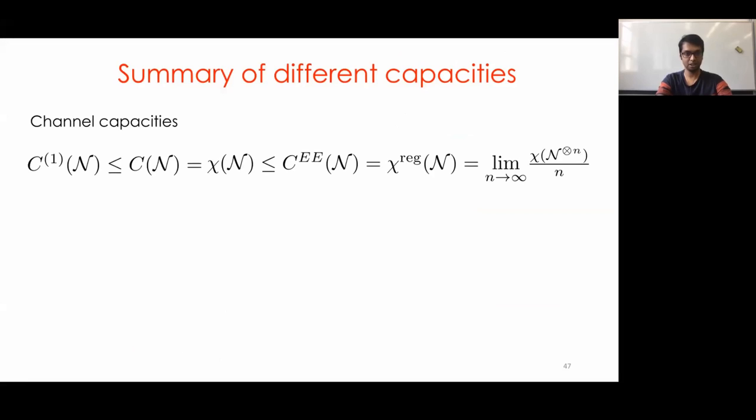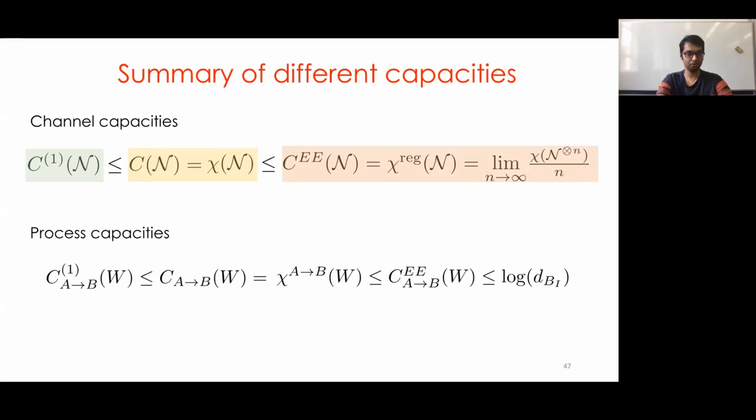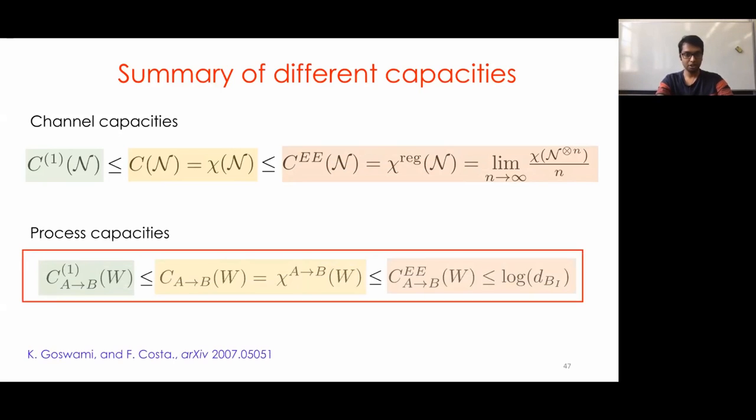So this is the chain of inequalities for channel capacity, where product encoding, product decoding is the worst scenario. Then comes product encoding, entangled decoding, and then entangled encoding and entangled decoding. These are equivalent process capacities, where again product encoding, product decoding is the worst scenario, then product encoding, entangled decoding, and then entangled encoding and entangled decoding. And all these capacities are limited by the logarithm of the dimension of Bob's input Hilbert space. So this is the chain of inequalities we found for a one-way communication scenario.